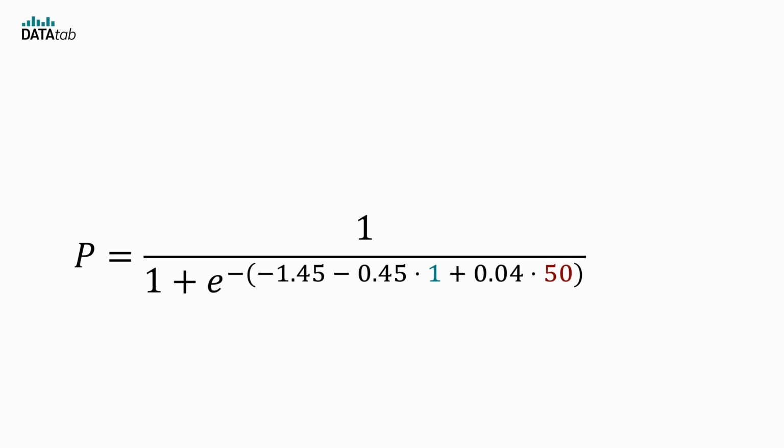Now we just need to enter a value for medication, such as 1, indicating the patient received medication, and a value for age, for example, 50. Then we can calculate the probability. In this case, the probability of being deceased is 0.55 or 55%. So for a patient who took the medication and is 50 years old, the probability of being deceased is 55%.